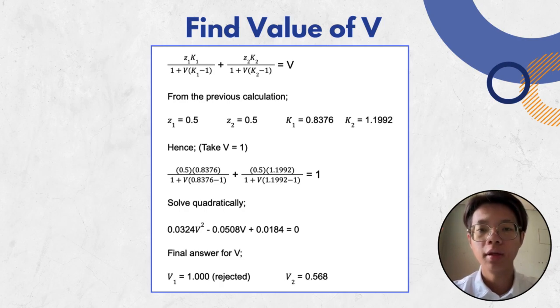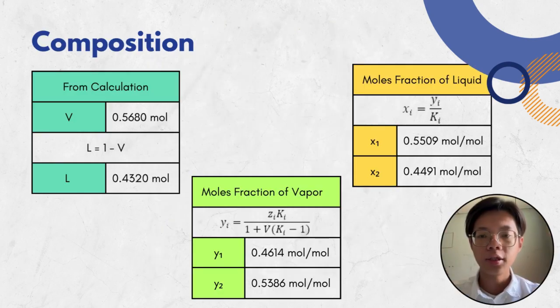Alright, now we will need to find the value of V, which is the mole of the vapor. So we will calculate the value of V with the formula given. From the previous calculation, we have determined Z1, Z2, K1 and K2. So we substitute all of these values into the equation and we take V is equal to 1. So we will solve the equation quadratically and we will get two answers, which is V1 equal to 1 and V2 equal to 0.568. The value of V1 we rejected, and we will get the value of V is 0.568.